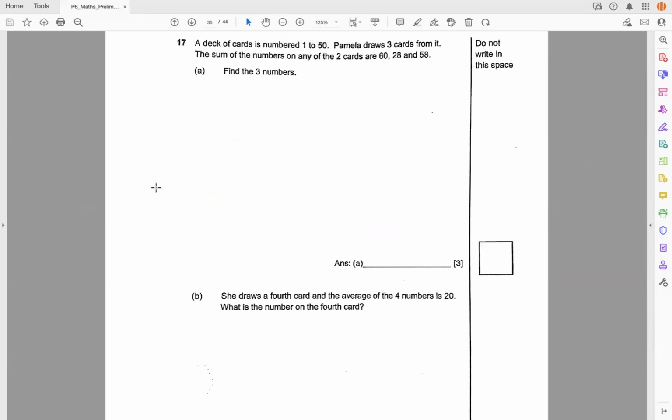A deck of cards is numbered 1 to 50. Pamela draws 3 cards. Let's call the 3 cards A, B, C. The sum of the numbers of any 2 cards are 60, 28, and 58. So A and B is 60, B and C is 28, and then A and C is 58. There's no other combination. Add them all together, 60, 28, 58.